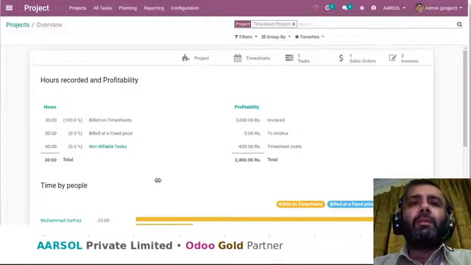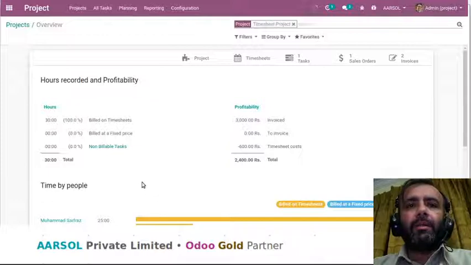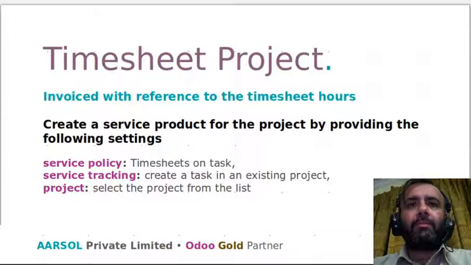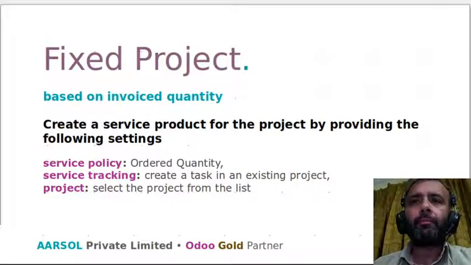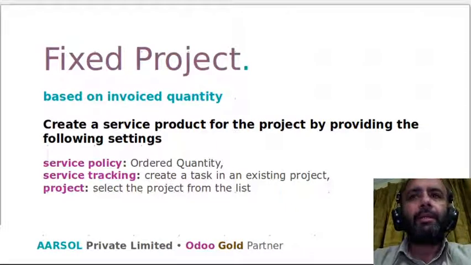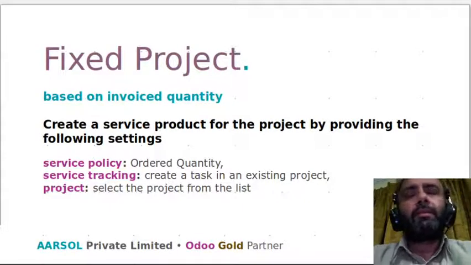Now we move to our next project type, and our next project type, as you can see here, is the fixed project. Fixed projects are such projects which are based on the invoiced quantity, and for these there's just one difference. Our timesheet projects were based on the timesheet hours, and fixed projects are based on the invoiced quantity. There is only one difference in the setting of the project.